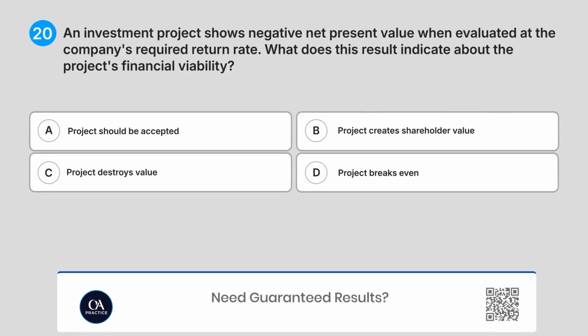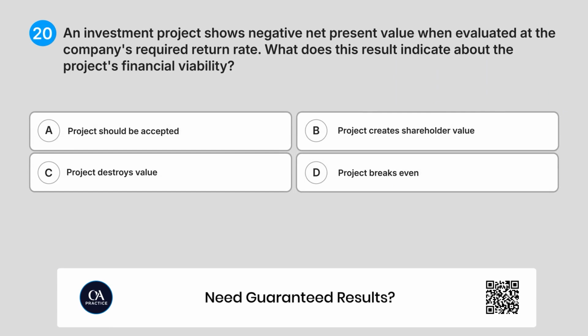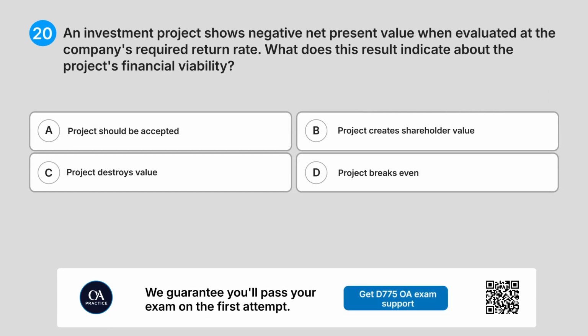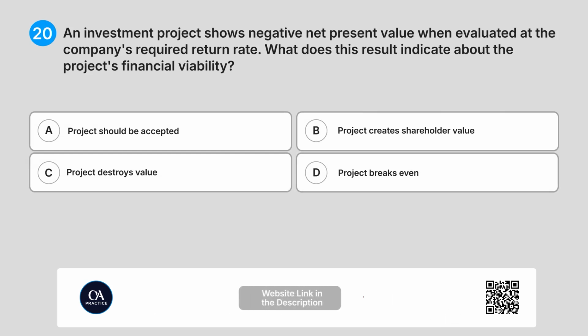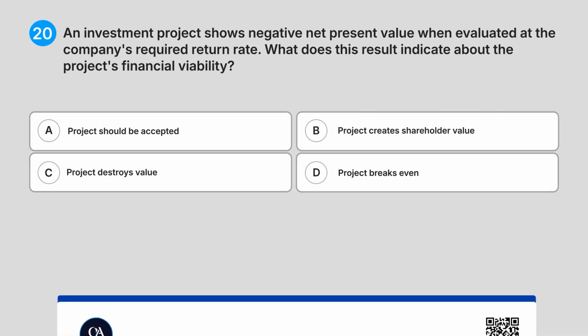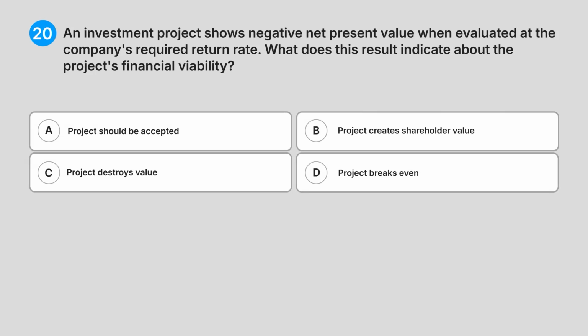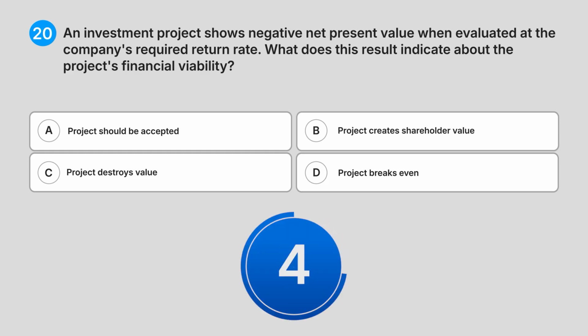20. An investment project shows negative net present value when evaluated at the company's required return rate. What does this result indicate about the project's financial viability? A. Project should be accepted. B. Project creates shareholder value. C. Project destroys value. D. Project breaks even. Do you know the answer?